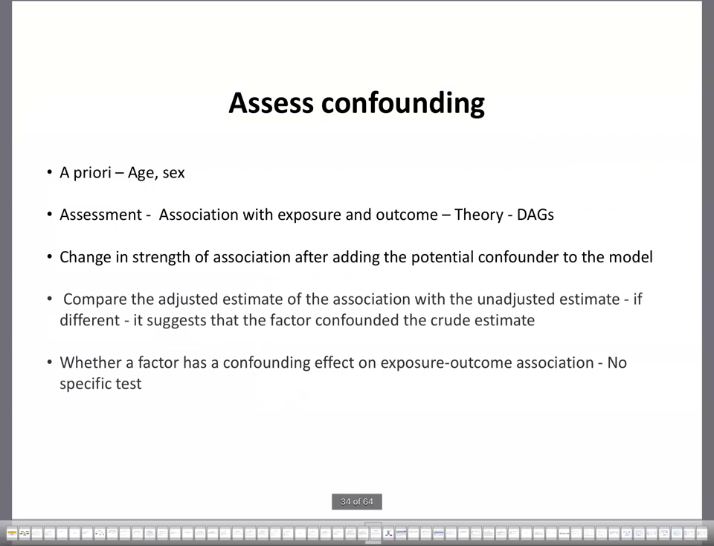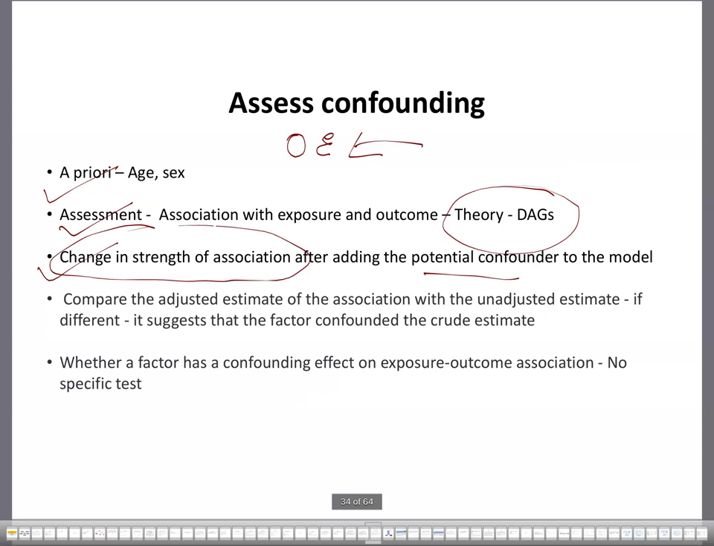So I told you one method is a priori, age and sex. The second thing is to look at the DAGs based on the theory and finalize your potential confounders. The third way is you look at your potential confounders. You have your regression model, with the exposure and the outcome in it. You keep on adding your potential confounders and you see the change in the strength of the association. How much change is there in the measure of effect?